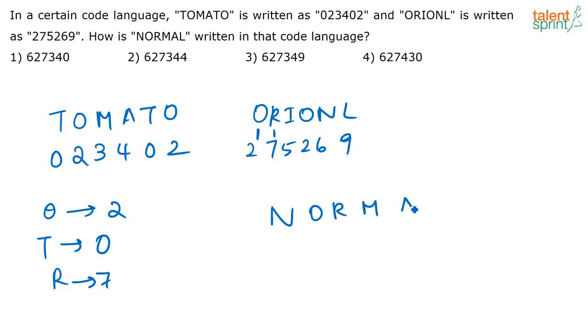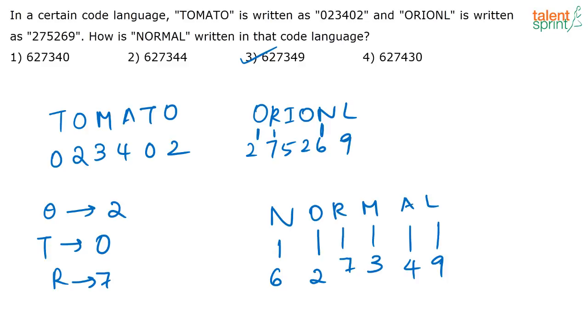So if you look at normal, what is N coded as? N is coded as 6. O is coded as 2. R is coded as 7. M is coded as 3. A as 4 and L as 9. So 627349, that is going to be our correct answer. That is option 3, 627349.